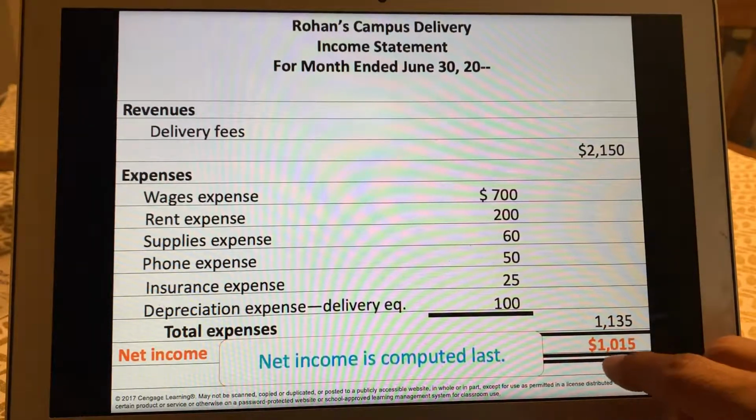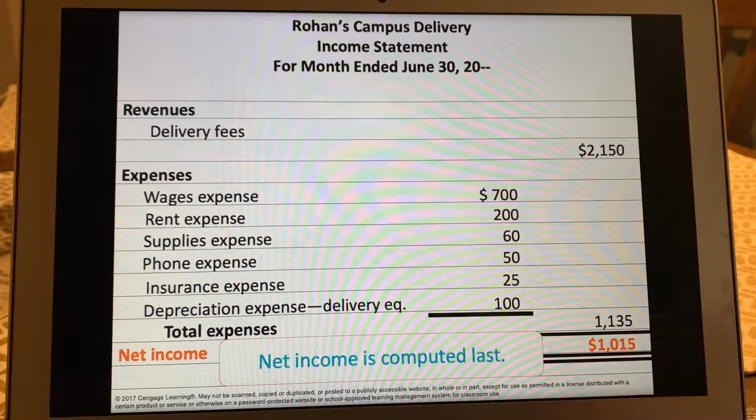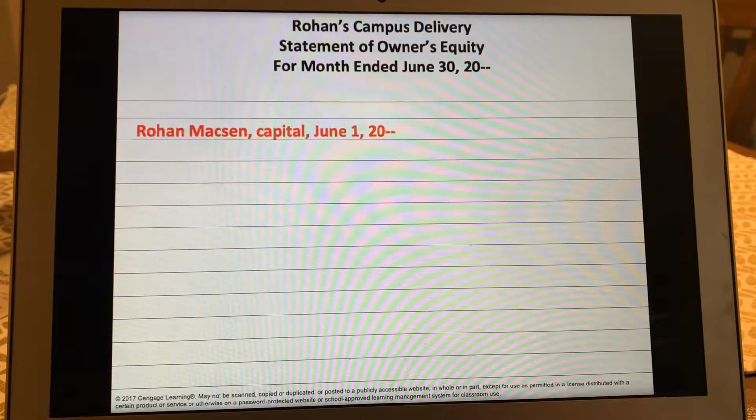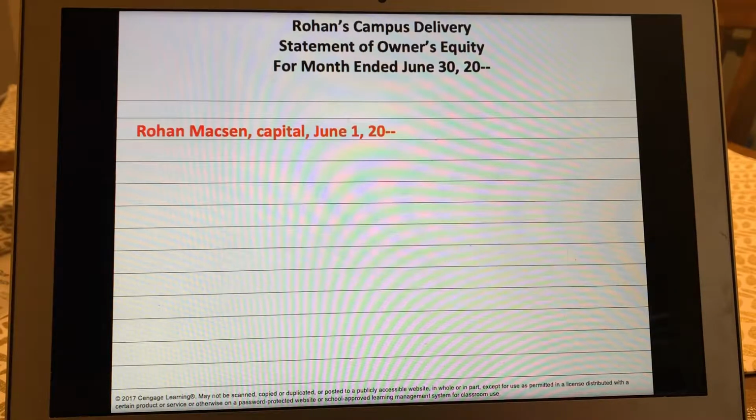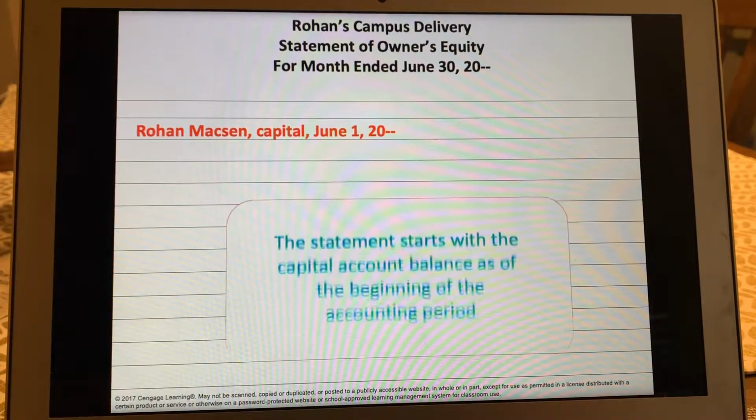Don't forget there's a double underline underneath your net income, or your very bottom line. So 1015 is our net income. That means we have more revenue than expenses. If we have more expenses than revenue, then it's called a net loss. Next is the statement of owner's equity. Our net income of 1015 will close out into our statement of owner's equity.